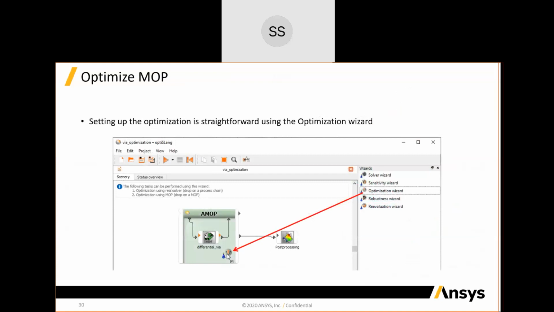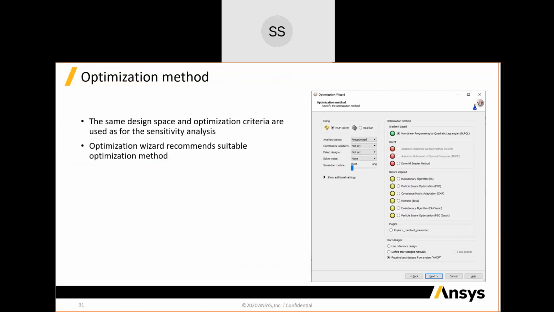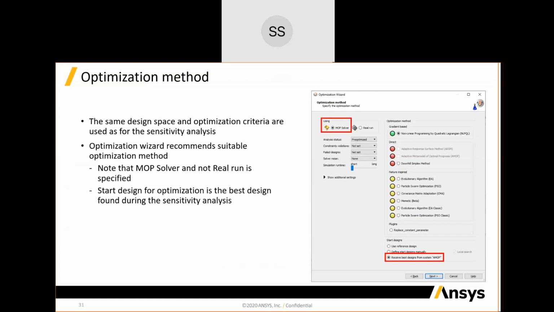Setting up this optimization is done with the optimization wizard. So it's a drag and drop operation within optiSLang, and then that wizard will guide us through the setup. Here I should mention that we're using the AMOP solver, so we're only asking the Metamodel to predict what values of the differential return loss a certain design would have. And we're using the best design from the sensitivity analysis as a starting point. In terms of what solvers are used for the optimization, we're just going with what the wizard recommends here.